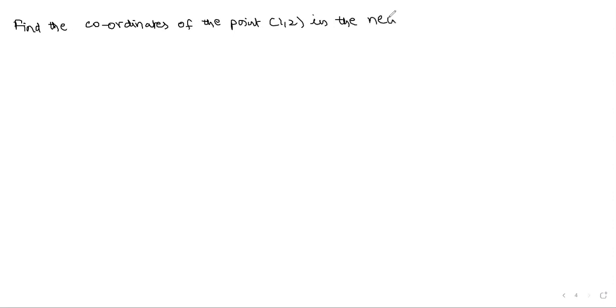Now we discuss the problems. The problem is: find the coordinates of the point (1, 2) in the new system, when the origin is shifted to (-2, 3).